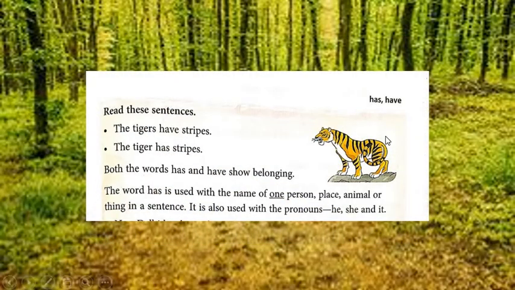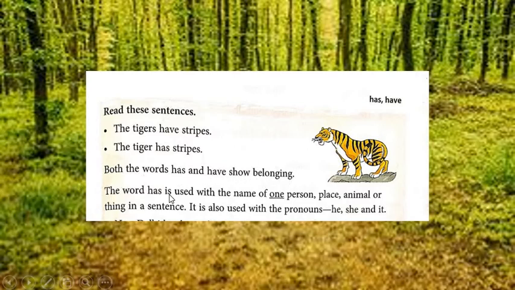Okay. So now see, has and have. Read these sentences. The tigers have stripes. See, if there are many tigers, then we will write have. The tiger has stripes. There is one tiger. Both the words has and have show belonging.